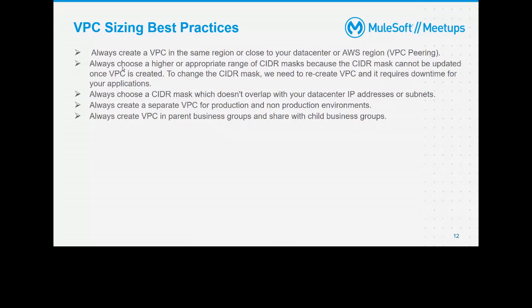Okay, it is always good practice. It doesn't mean you cannot create the same VPC for production and non-production environments, but generally try to keep them as separate entities. Both the non-production and the production VPC should be separate entities. Always create a VPC in the parent business group so you can share it easily with the other child business groups, basically. But there's no hard and fast rule that you cannot create a VPC directly in a child business group. You can do that also.